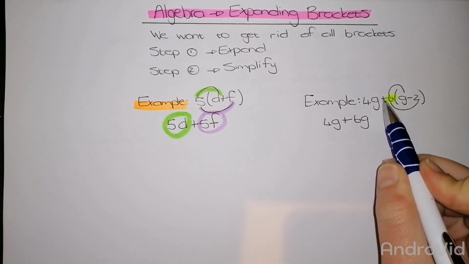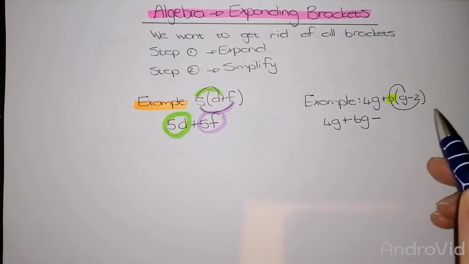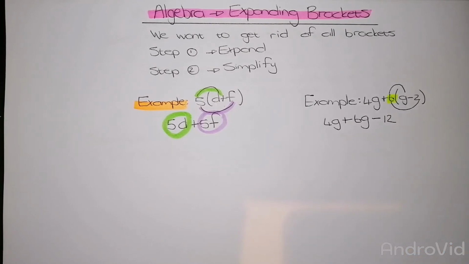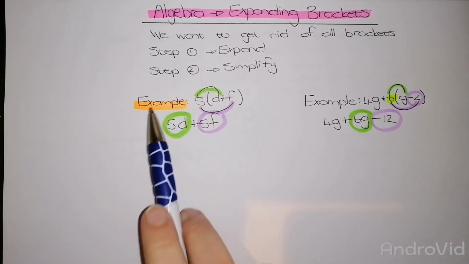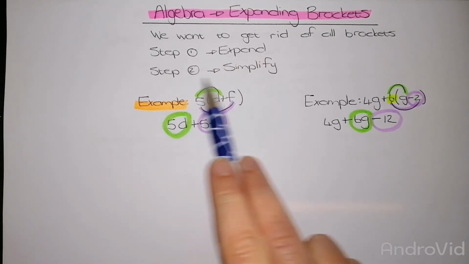Now we need to look at our symbol rule. A positive times a negative is a negative. And 6 times 2 is 12. That was step 1 of expanding brackets. Now I need to look at step 2.